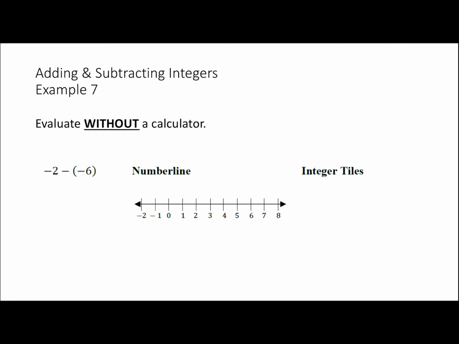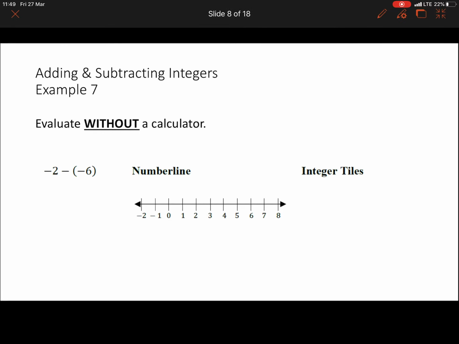Example 7 is negative 2 minus negative 6. So on our number line, we start with a negative 2. The next thing tells us to subtract, so we change direction, but because it's a negative 6, we change direction again, and we go forward 1, 2, 3, 4, 5, 6, giving us an answer of 4.